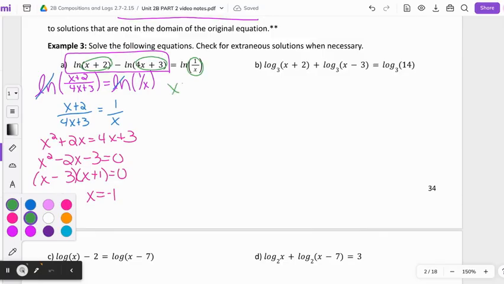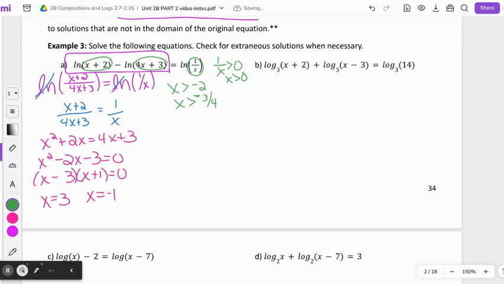So for that first one, it would be x is greater than -2. For the second one, x is greater than -3/4. And then 1 over x has to stay greater than 0. So really, x just has to be greater than 0 in that case. So for all of these, we really just need to make sure that we have positives coming out of here. So -1 will not work. So that means x has to be equal to 3.